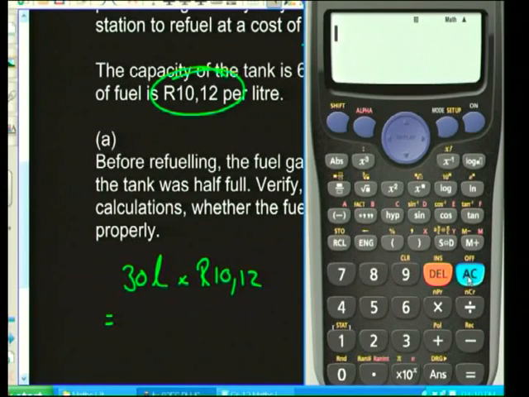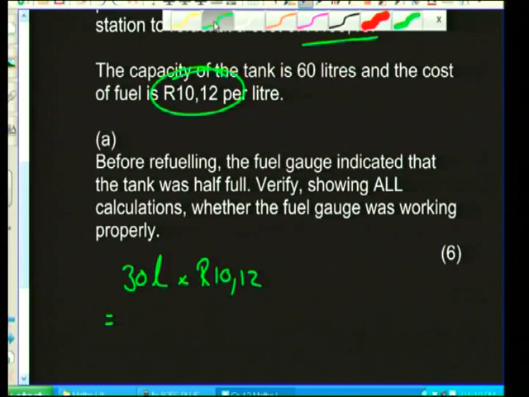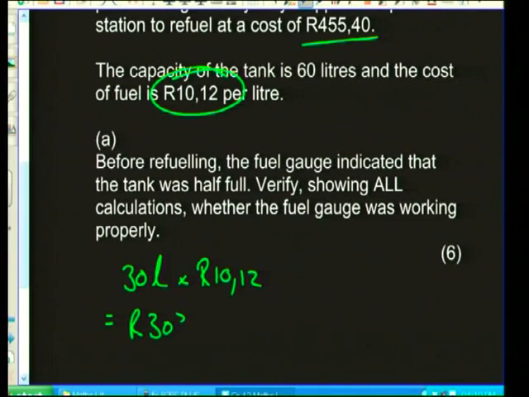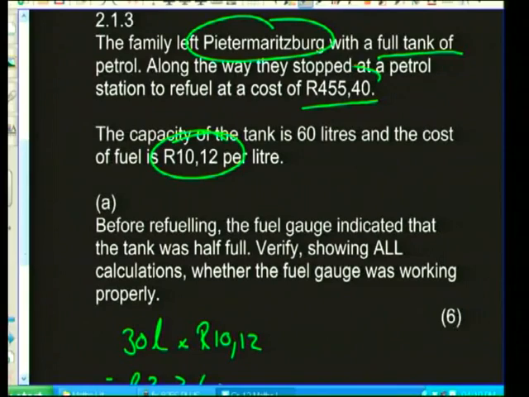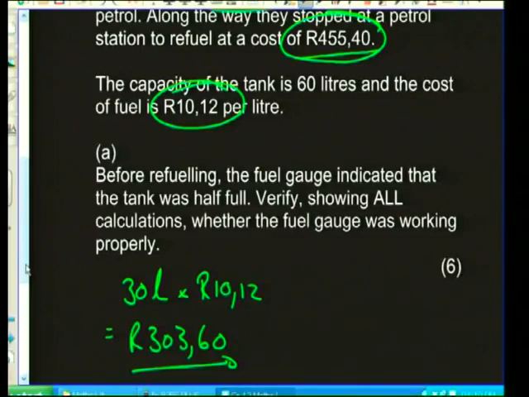So we're going to say, right, 30 multiplied by 10.12 equals, and we get an answer of 303 Rand 60 cents. That's what it should have cost me to fill up half a tank. How much did I pay, though? Have a look at here. 455 Rand and 40 cents. It cost me an extra, what's that, another 150 odd Rand to fill that tank.